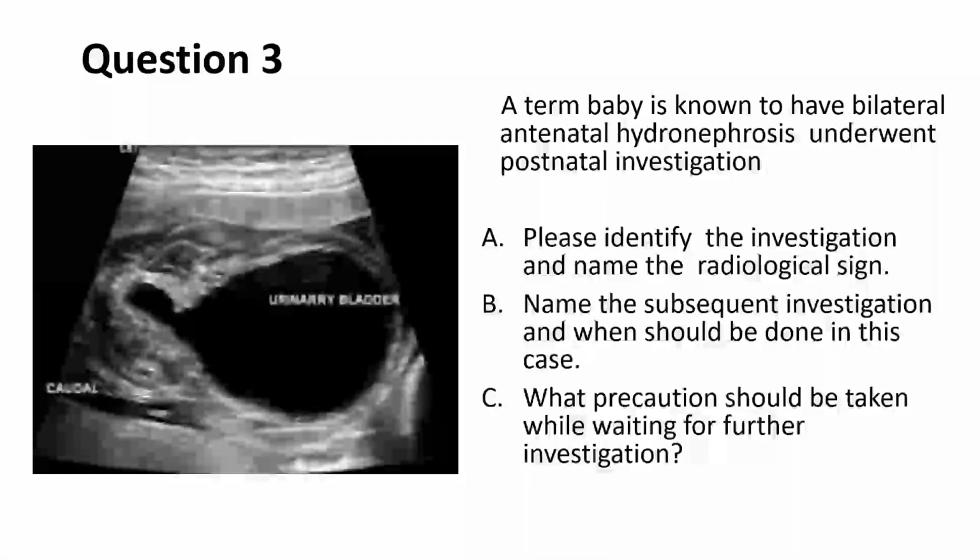A term baby who is known to have a bilateral antenatal hydronephrosis underwent postnatal investigation. Please mention what is the investigation which is shown here and what is the name of the radiological sign which has been shown. Then name the subsequent investigation and what age it should be done. And C is what precaution should be taken while waiting for the further investigation. I've not got any answer yet. What investigation is this?